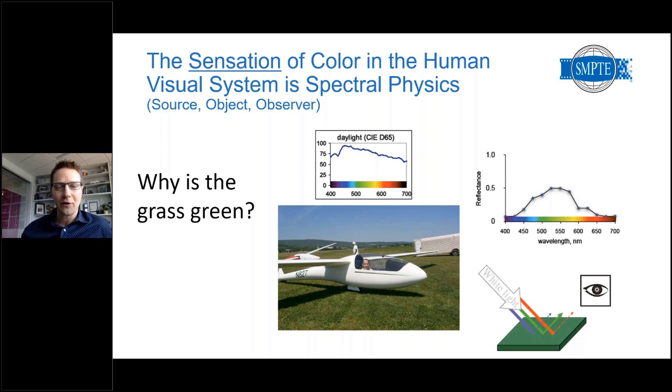But while on the ground, we got a photograph of him, and the color scientist in me wants to ask the question, why, in standing there observing this scene, does the grass look green? And this is not a botany talk, so we're not going to get into chlorophyll and all that good stuff. We're going to speak explicitly to the observation physics, but it comes from an understanding that the world around us, as far as visual stimuli is concerned, is spectral in nature.